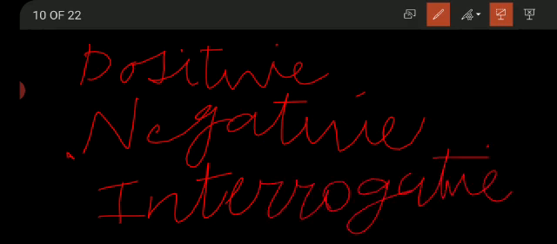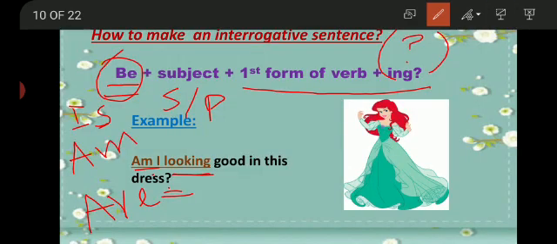You may also say positive sentences are also called affirmative sentences. So positive sentences are also called affirmative sentences.